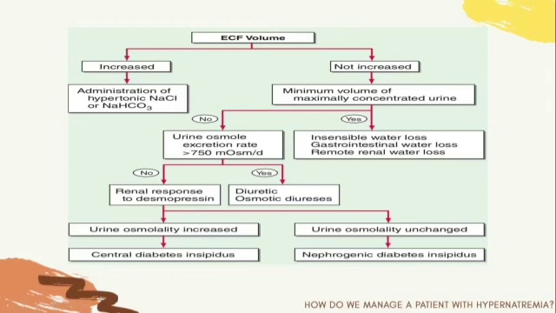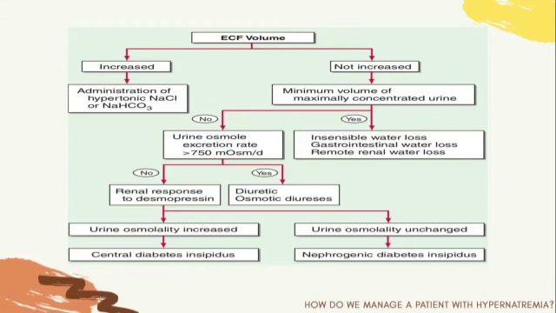Continuing, in the diagnosis of hypernatremia, assessment should again focus on identification of the underlying cause. This is through careful history taking to determine presence or absence of thirst, polyuria, or extrarenal water losses. PE should also include detailed neurologic exam and assessment of the extracellular fluid volume. As you can see in this slide, a diagram for the diagnostic approach to hypernatremia is presented. So, in the assessment of extracellular fluid volume, if it is increased, then administration of hypertonic sodium chloride or sodium bicarbonate is likely the cause of hypernatremia.